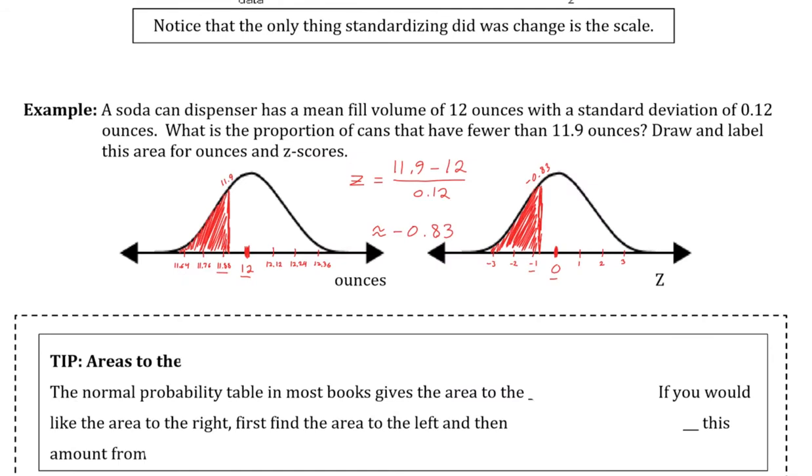Since we were looking for the area to the left, and we found from the table that it was 0.2033, we will label it like so, 0.2033. That being true for both the z-score area, 0.2033, as well as the one with ounces as the scale. That 0.2033 is going to be our final answer.